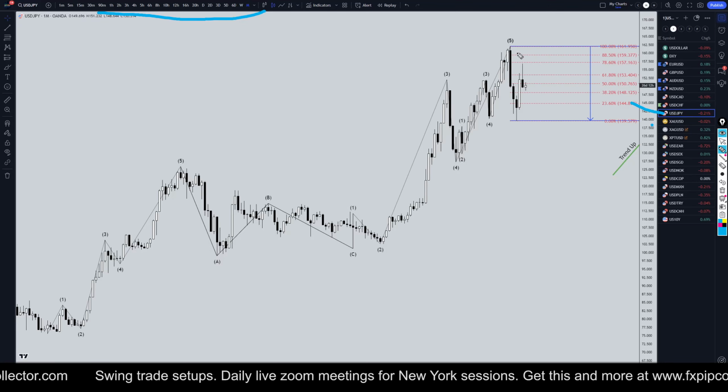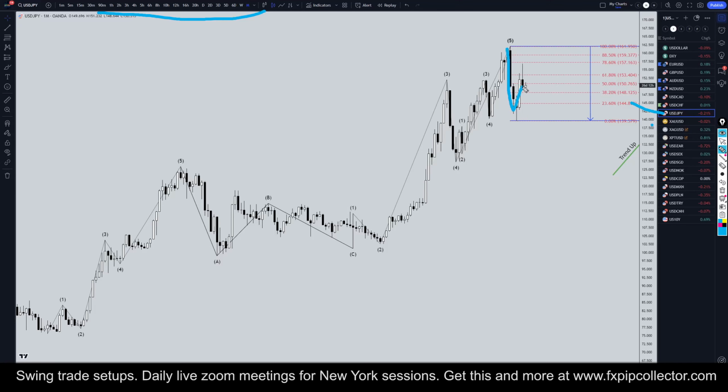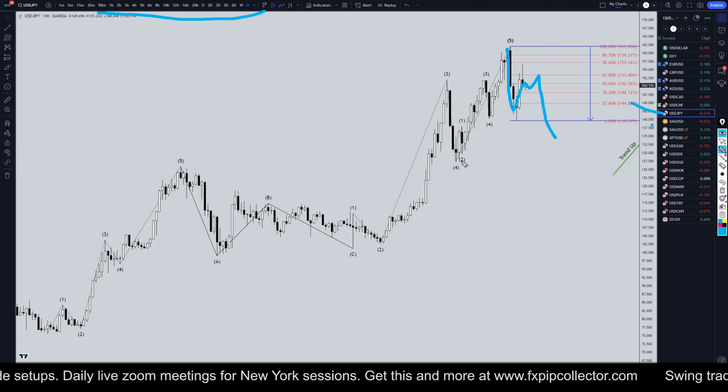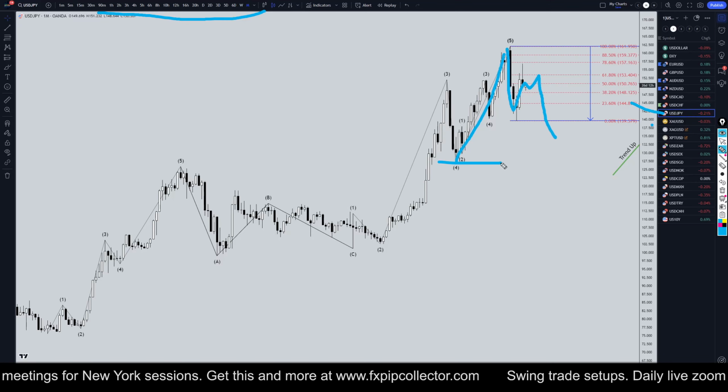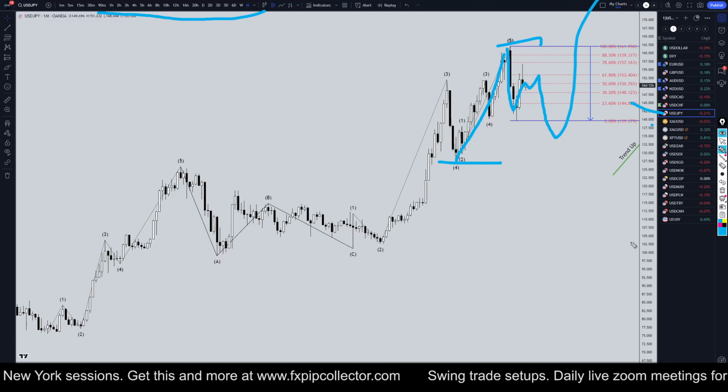So anyways, on the dollar yen, I still think that we have two options. Option number one is this is going to be an ABC crescent to the last 5 waves up. It'll make 3 waves down to a percentage of this move up right here and then continue the uptrend.